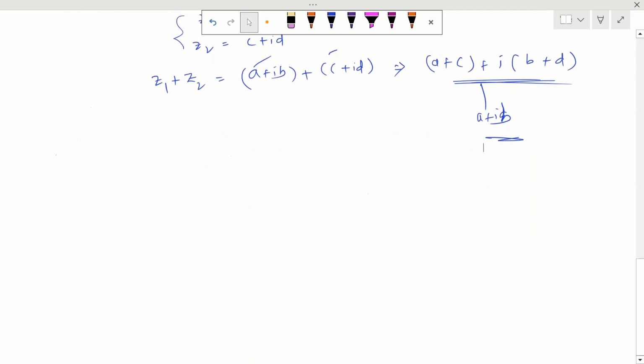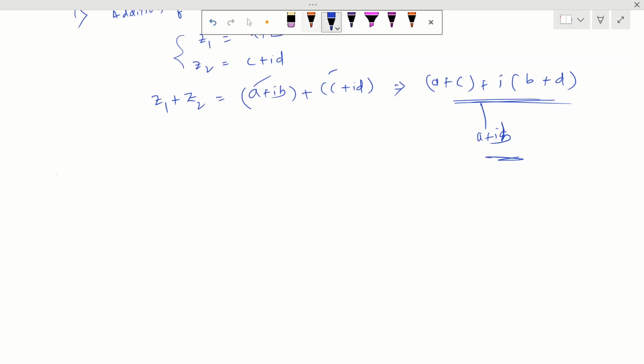Now we will see some laws under this addition of two complex numbers. We will find the closure law. What is the closure law? Closure law means when we add two complex numbers, the resulting new expression is in the form of a plus ib. It is a complex number, right? So that is the meaning of closure law.